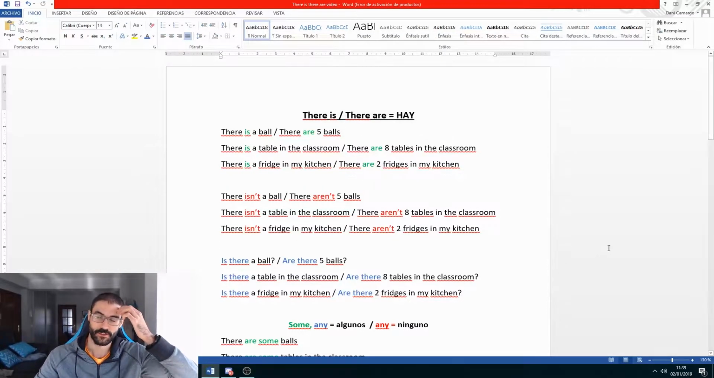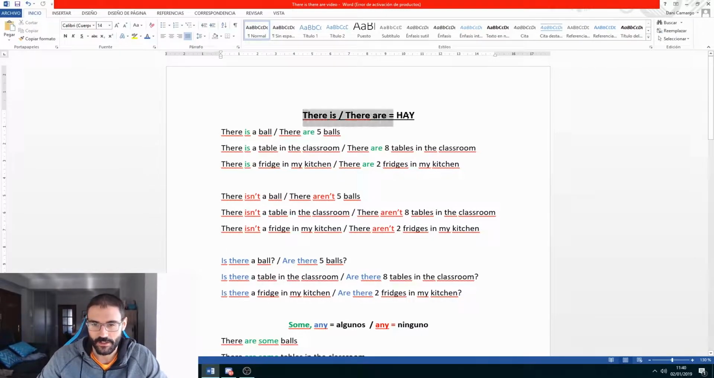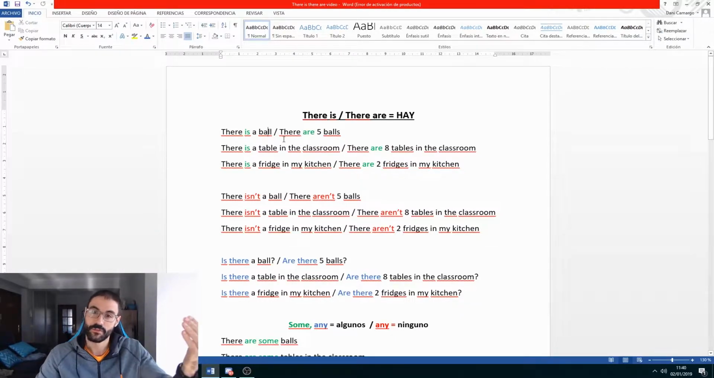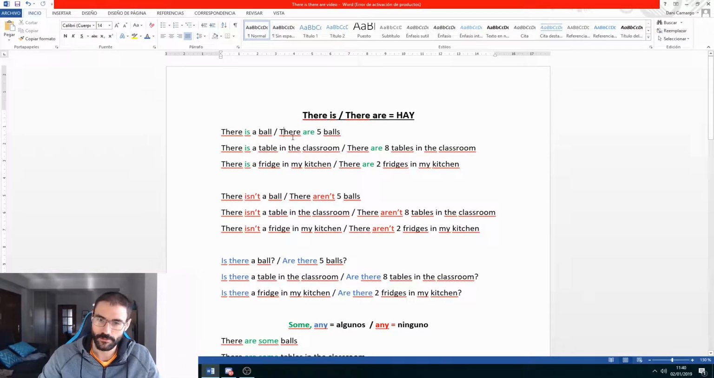Okay, so today we're going to review how to use there is and there are, okay? Remember that in Spanish, both there is and there are mean hay, okay? But we'll see the difference. Here in the first example, it says there is a ball. Hay una pelota. And if you want to say more than one, you use there are. There are 5 balls. Hay 5 pelotas.